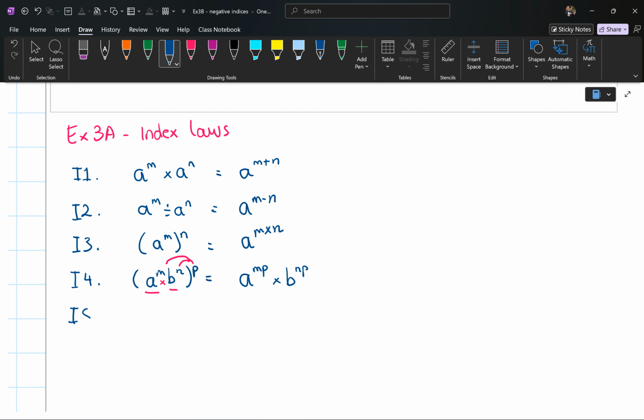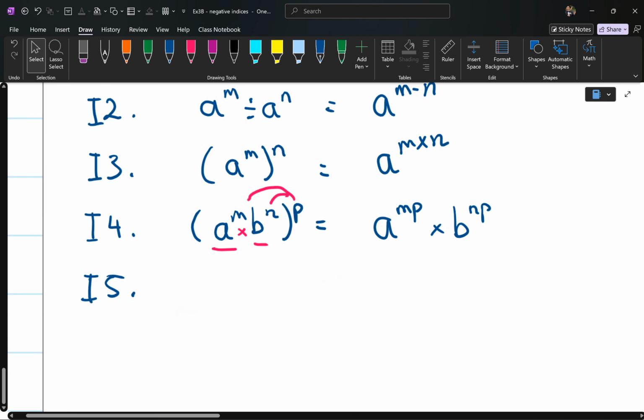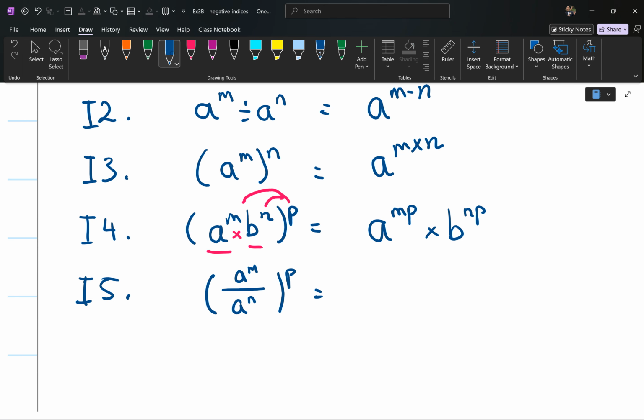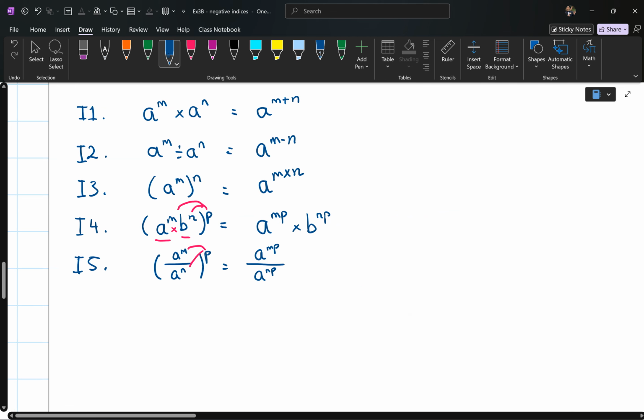Very good. Index law number 5. An extension of pretty much 4 as well, but along with kind of 2, but not really 2. It's more extension of 4. What is that, Raph? Can you set it up? I will set it up for you. A to the power of m over a to the power of n, all to the power of p is equivalent to? A to the power of mp over a to the power of np. Beautiful. So this is saying that you can multiply, even if it's fractional, you'll multiply every single power by the outside power.